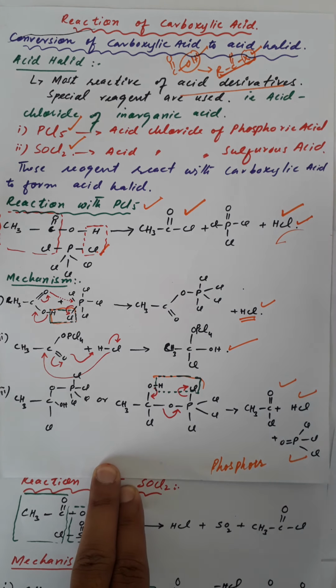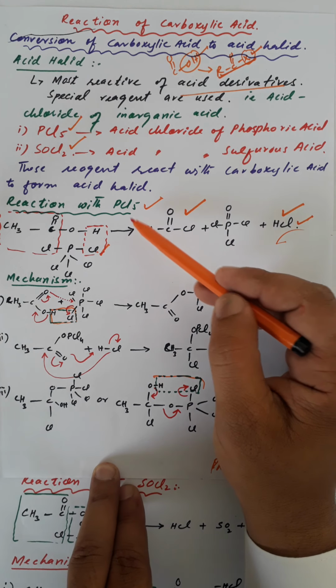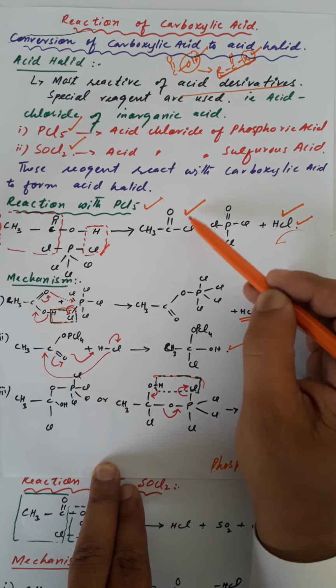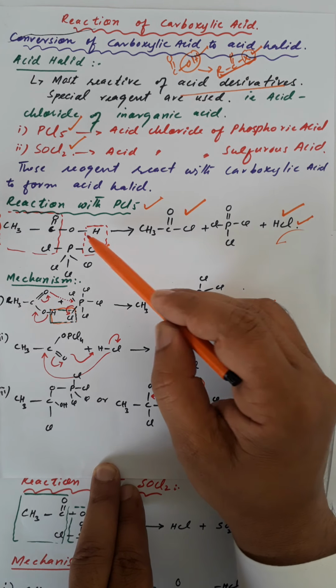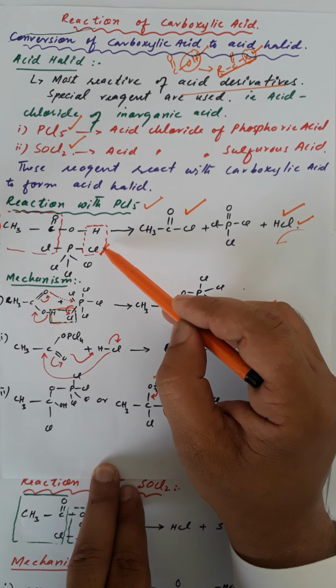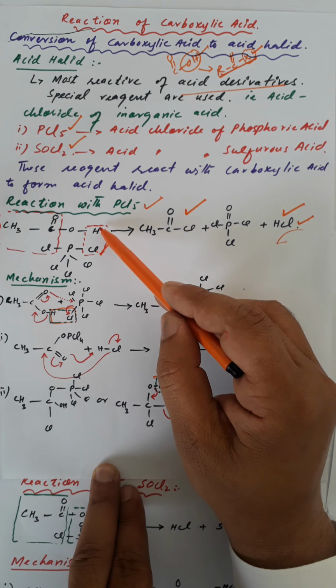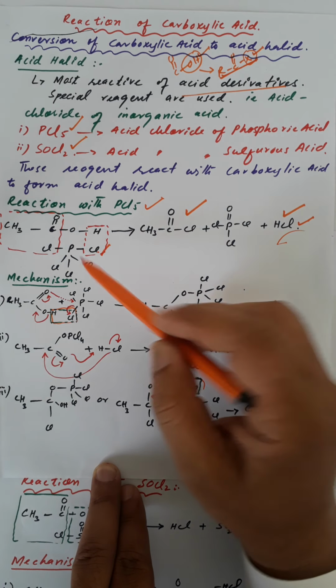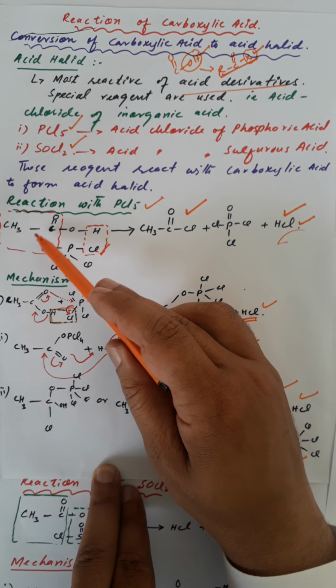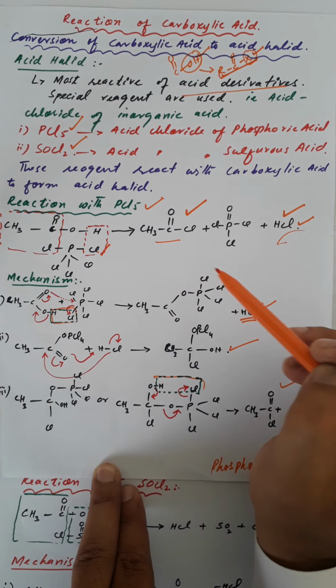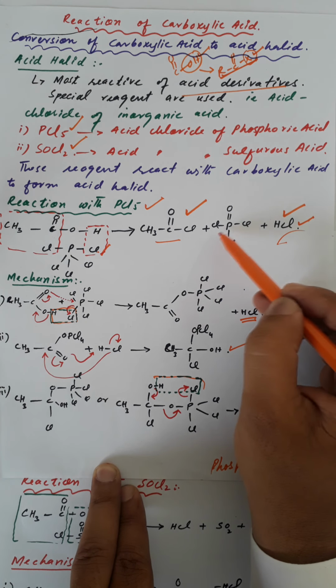PCl5 is treated with the carboxylic acid to form acid halide. Now with PCl5 and acetic acid, one chlorine replaces the hydrogen and forms HCl, and another chlorine replaces the hydroxyl oxygen on the carbonyl carbon and forms acid halide and phosphorus oxide trichloride.